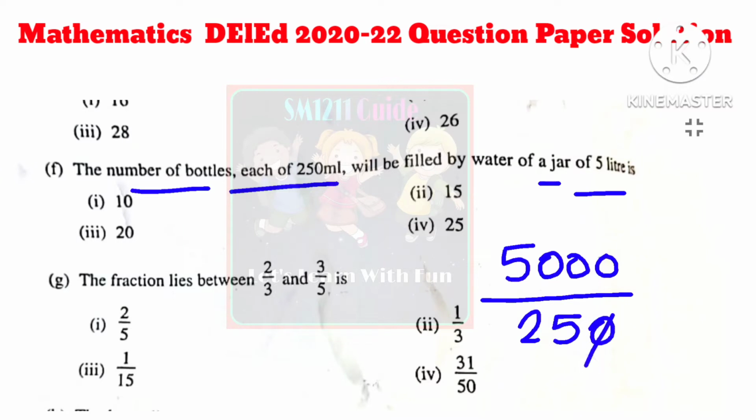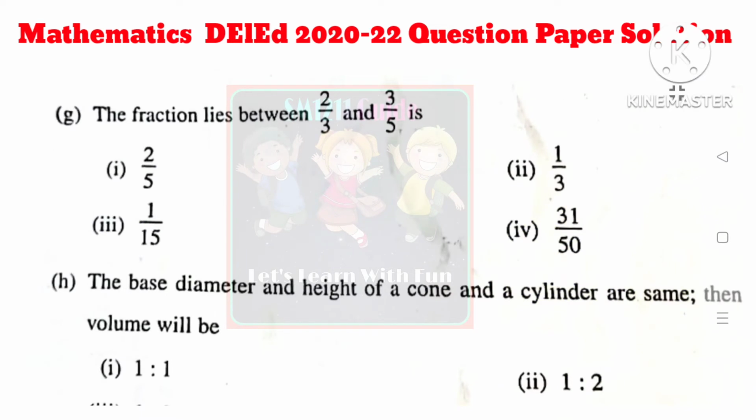If we divide, you will get 0 and 0 will be cancelled. 25 into 2 is 50 and a 0 over here. So 20 will be our correct option over here. So let us start with the next sum.